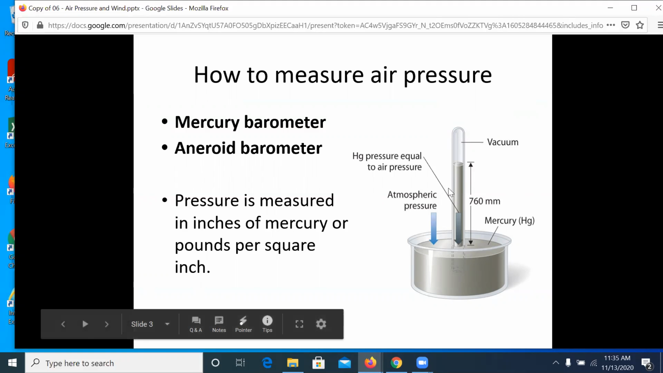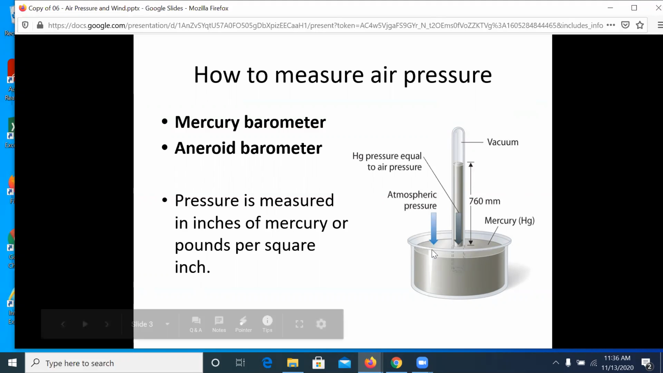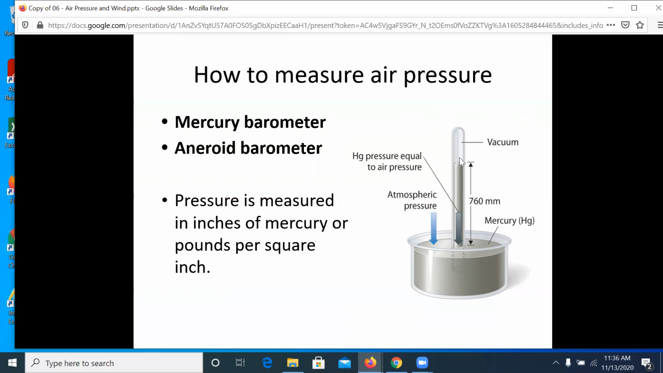Because of the vacuum, when atmospheric pressure pushes down on the mercury that is in the cup or the bowl, that mercury is displaced up into the tube. And so the more atmospheric pressure we have, the higher the pressure, the more mercury is going to be displaced into the tube. And that is how we measure. Sometimes we measure in inches of mercury, or we can convert it to pounds per square inch.